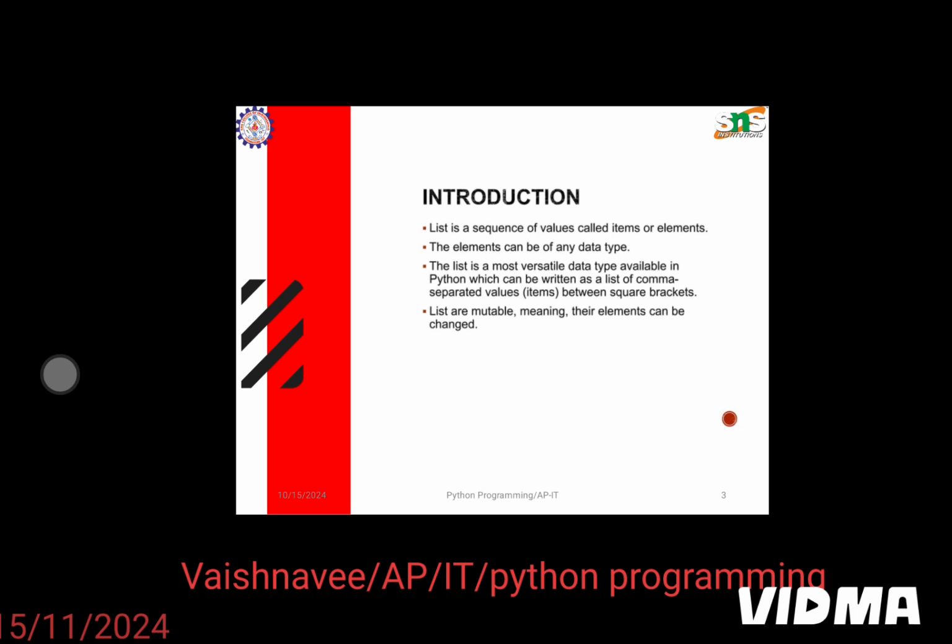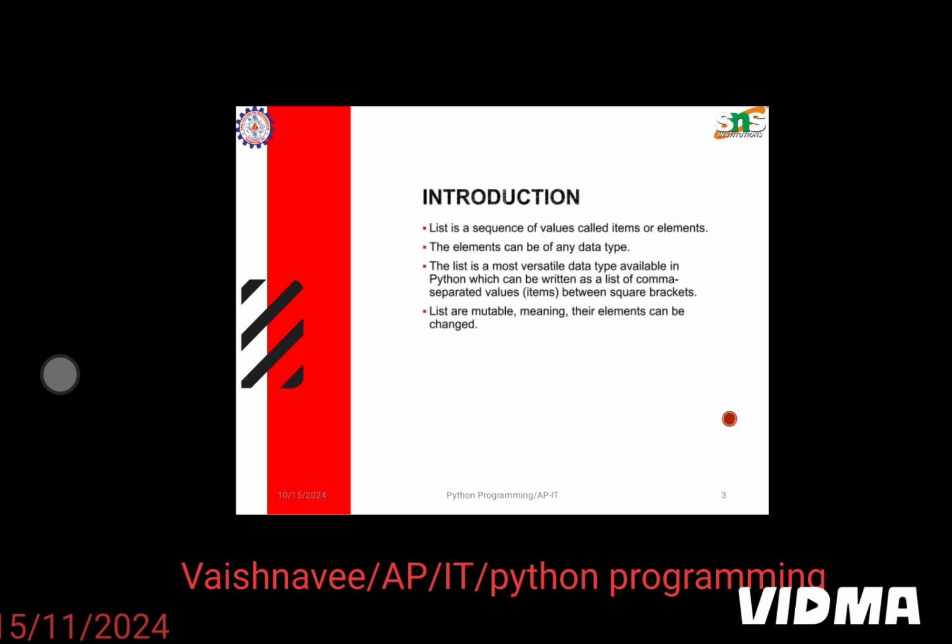The list is the most versatile data type available in Python, which can be written as a list of items separated by commas between square brackets. The list is usually defined with the help of square brackets and the data separated by commas. The lists are mutable, that is, the elements in the list can be changed.